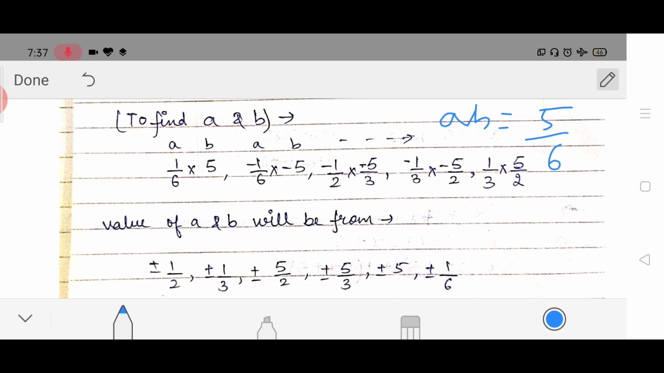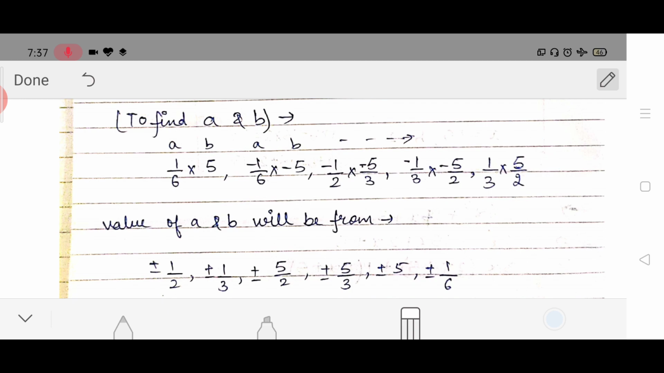Let us see, if we have 1 by 6 into 5, the result is 5 upon 6. If you have minus 1 by 6 into minus 5, if you have any of these possibilities, or there may be some other possibilities also, you can see the result from all these possibilities is 5 upon 6. But is it possible to have so many values of a and b for just a single polynomial? So what you have to do now is find out the value of a and b.